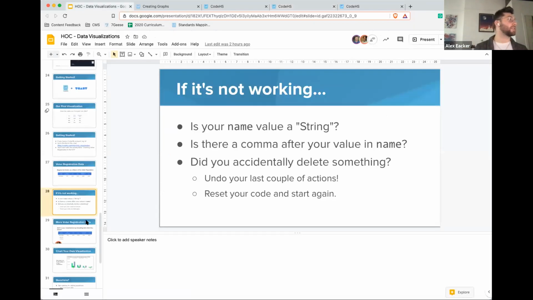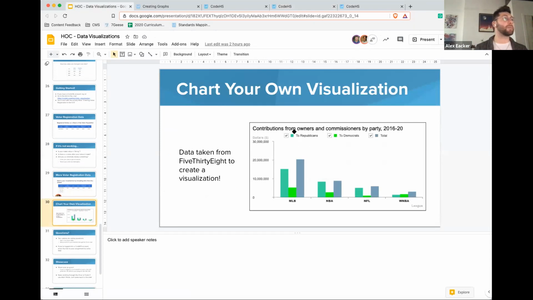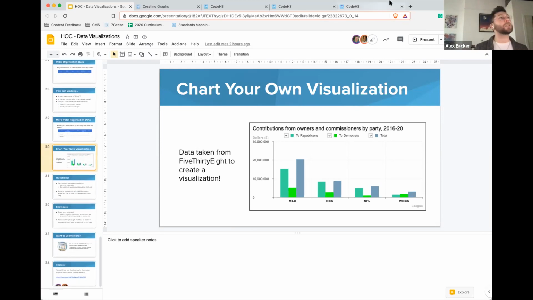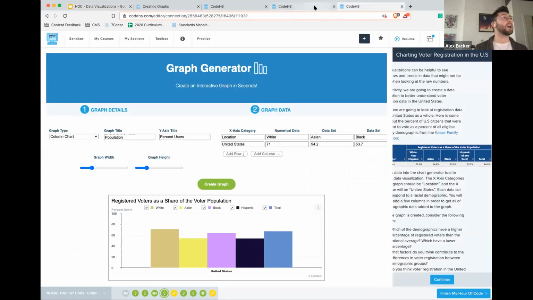So, I have a couple of examples of that here, of a chart that I made that looks at contributions from owners and commissioners from different leagues and whether or not they donated to Republican or Democratic candidates. So we can see that most of the different leagues support Republican candidates, which makes sense given that they make a lot of money and they want their money protected. And so this is something that you can do with the chart generator.